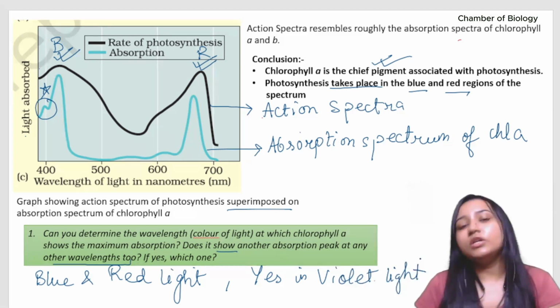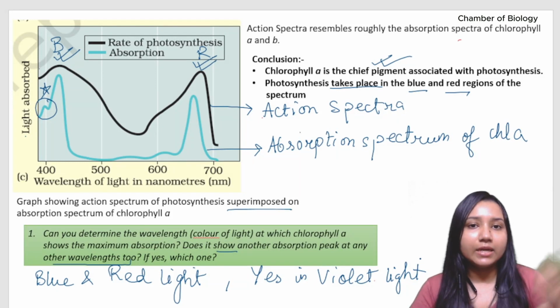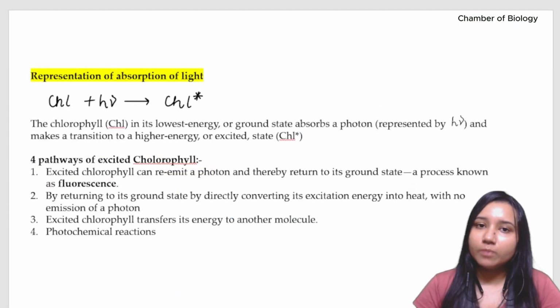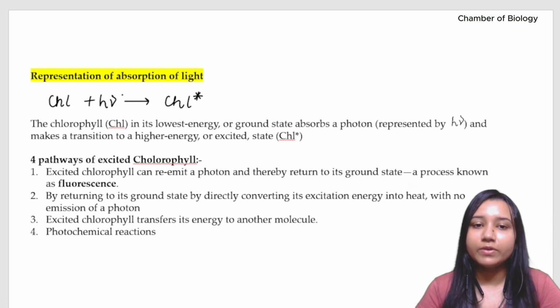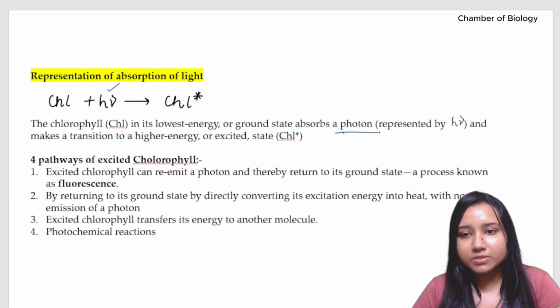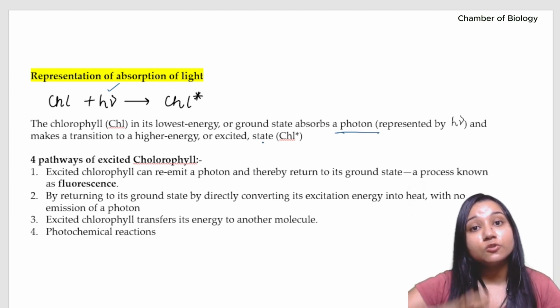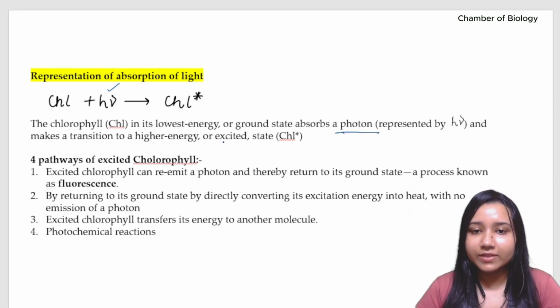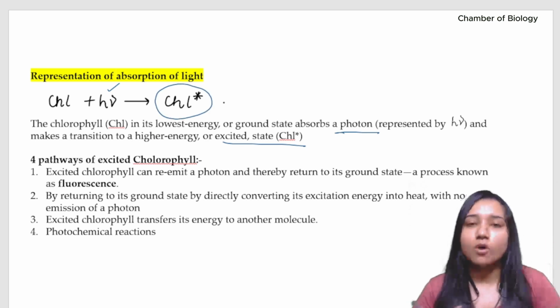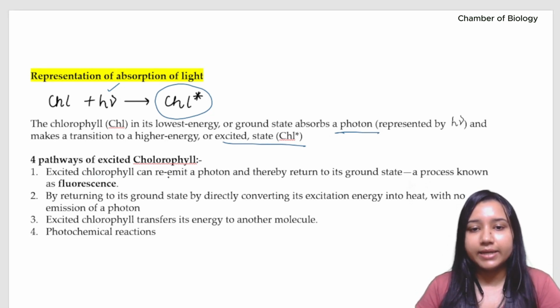Okay. So now we can see that these pigments are going to absorb the light. So let's say the chlorophyll absorbs the light, what is going to happen? You can see the chlorophyll when it absorbs the light. This h nu that you can see is basically the light, that is the photon. So when it absorbs a photon, it makes a transition into a higher energy or excited level. That means the chlorophyll is now excited. So this is the excited chlorophyll. There are a total of 4 pathways for my excited chlorophyll. First is that the excited chlorophyll can re-emit the photon that it has absorbed and return to its ground state.